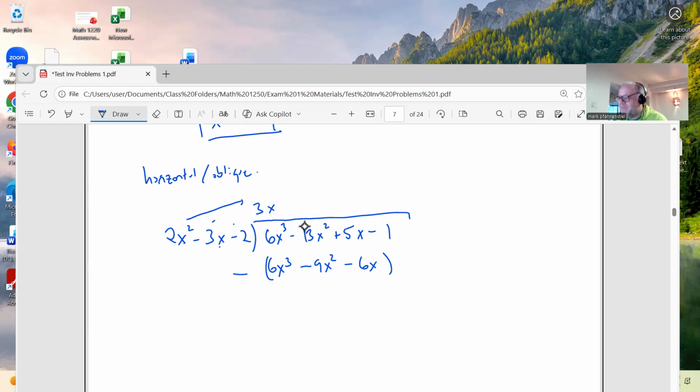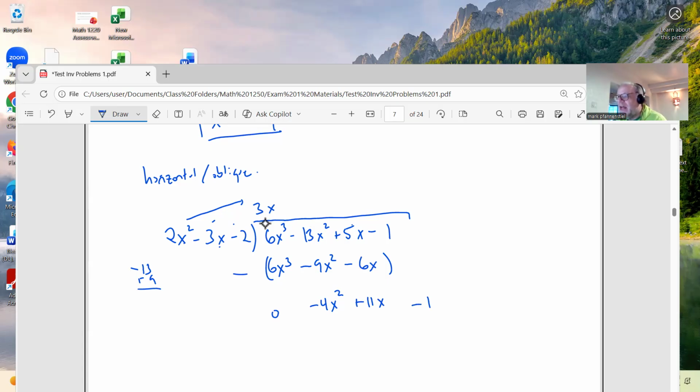The next thing we do, because our division algorithm says so, is subtract. So we have 6x cubed minus 6x cubed, that's 0. These should always cancel. We have -13 minus a -9, so we have -13 plus 9 here, which I believe gives me minus 4x squared. Then 5x minus a -6x, 5 plus 6, is plus 11x. And the 1 just comes down because there's nothing for it to interact with.